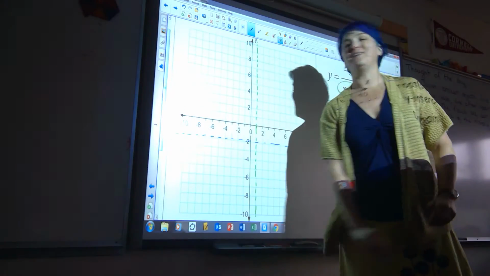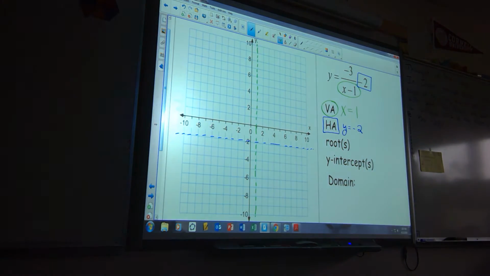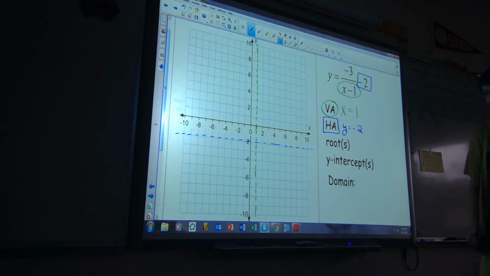This is going to be your favorite kind of graph because this is actually going to be quicker and easier. I don't think I'm going to need any points to figure this one out. I do need to kind of finish answering these questions though.